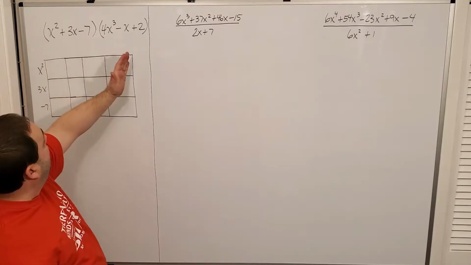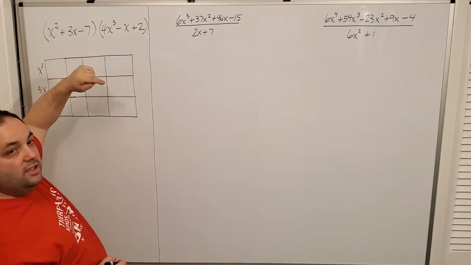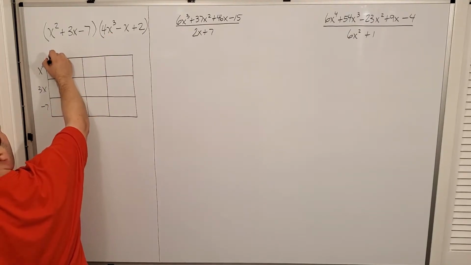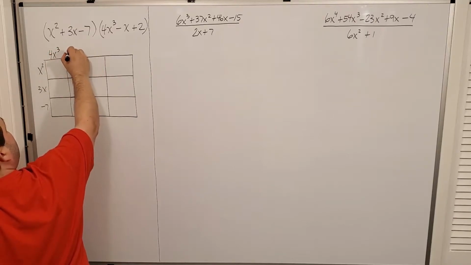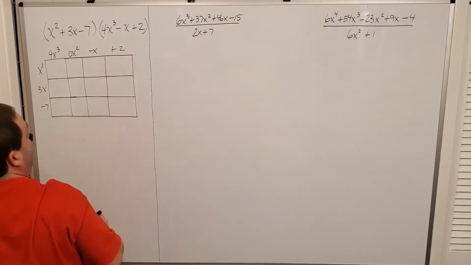And then along the top, I need all of the possible spots. Just like with the division, I don't want to skip a spot. So here I have 4x cubed. I've got 0x squared, I've got minus x, and I've got plus 2.